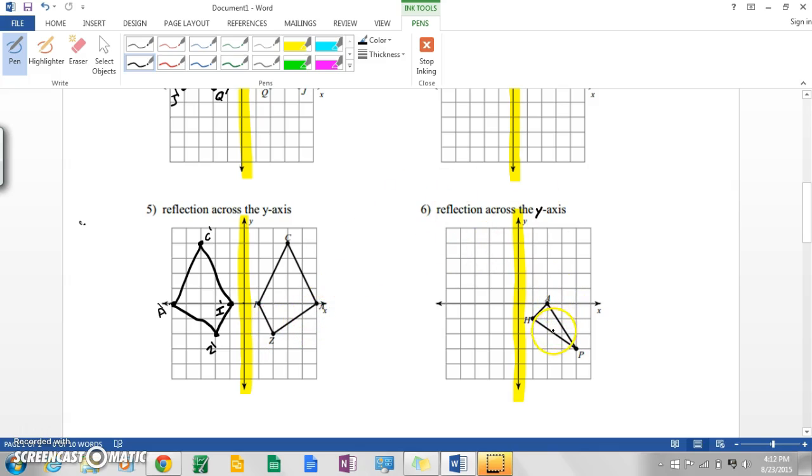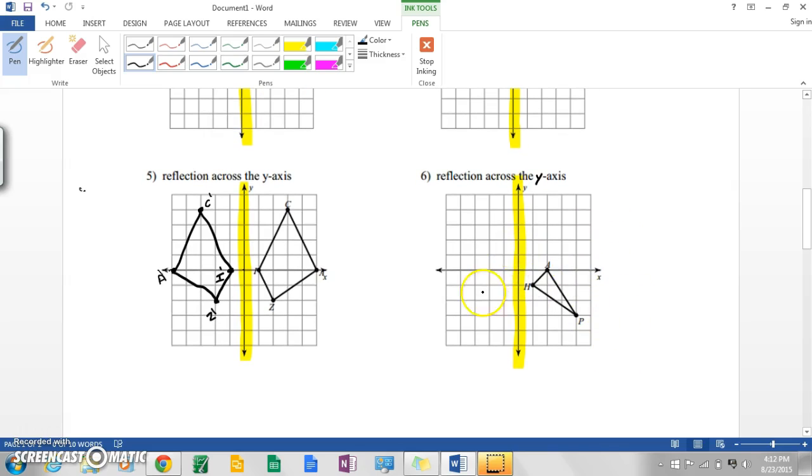Number 6 will be the same way, reflecting across the y-axis. I'm going to use the counting method that I showed in the previous example. I'm going to start at P and count over 1, 2, 3, 4, and recount 1, 2, 3, 4. What you should be seeing is that this point is just as far from the highlighted line as this point is.